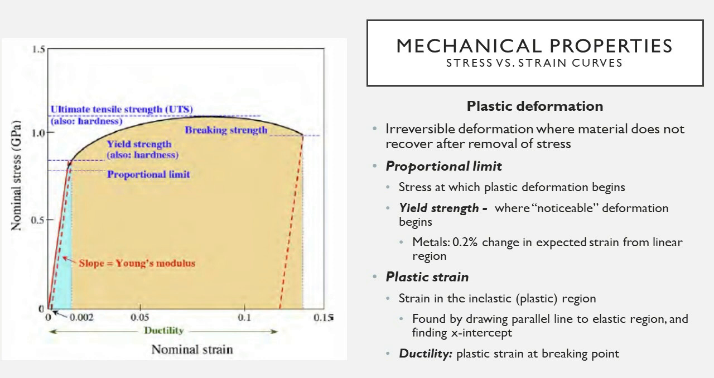As soon as it's broken, you end the test, and you can get ductility by finding that parallel line. And it's even written here as a dotted line at the very end at the breaking point, which defines the ductility, which is a specific plastic strain.